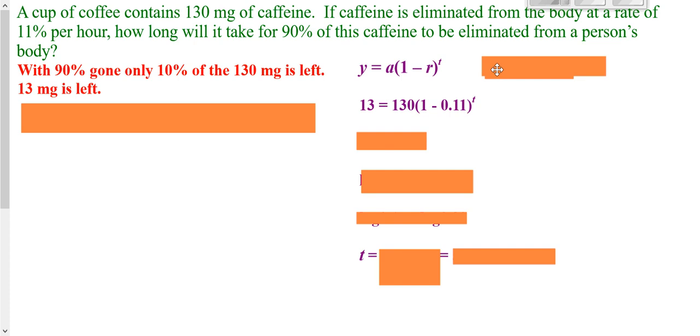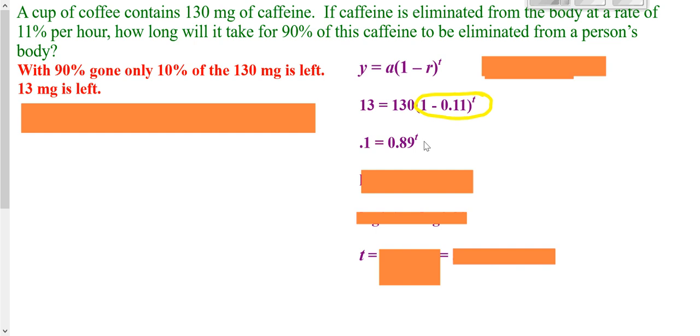So now we have an exponential equation. To solve an exponential equation, you need to get the part with the exponent on it on one side by itself. So you'd have to get rid of that 130. Instead of multiplying by 130, you divide both sides by 130. We get 0.1 equals, and by the way, we could simplify what's in the parentheses. 1 minus 0.11 is your 0.89.